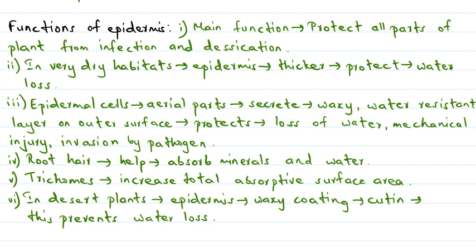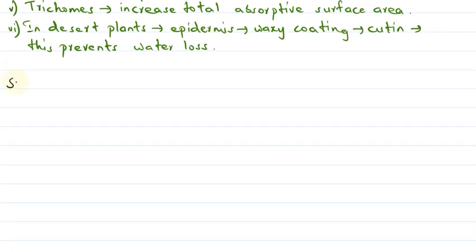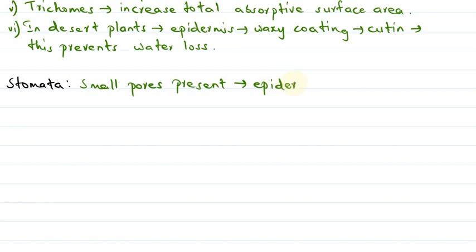Now let's talk about stomata. Let's see what is stomata. The epidermis of a leaf is interrupted at some places due to presence of small pores, and these small pores are known as stomata. So stomata are small pores present on the epidermis.